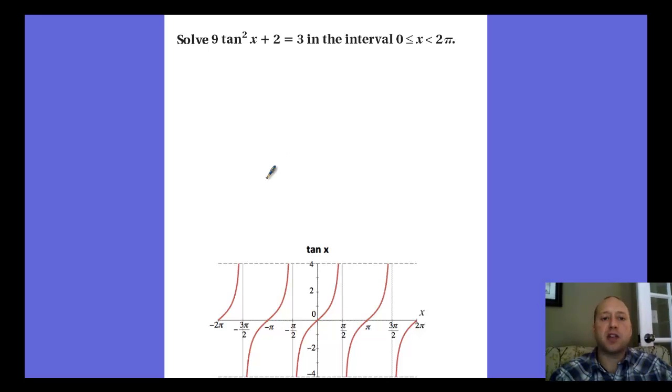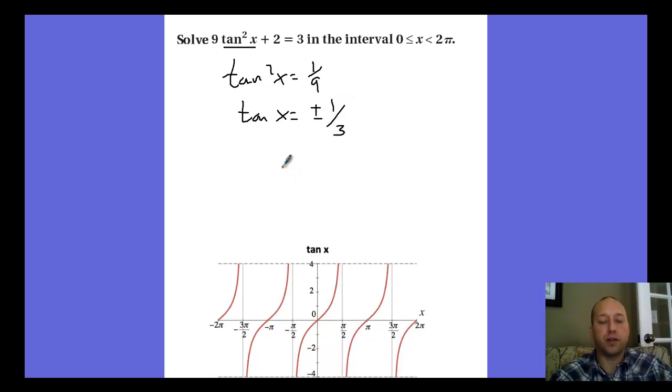We also have a tangent function we can solve, and we solve it similarly, where we have to first isolate the function. So here, tangent squared x would equal, subtract 2 from both sides, then divide by 9, so you get 1/9, and then square root both sides, so tangent x is going to be plus or minus 1/3.